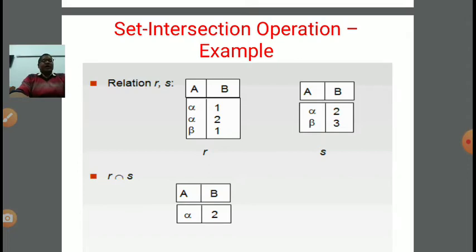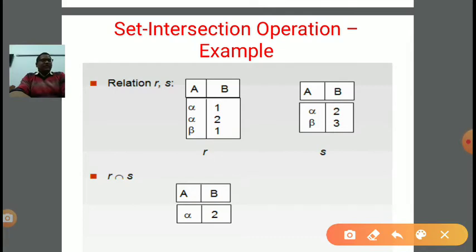If we apply R intersection S, then as per the definition, we will be picking the rows that are in R as well as in S, common to both relations. Step by step, we pick the first row from R, which is alpha 1. This alpha 1 we check in relation S. The first row in S is alpha 2, which is not equal to alpha 1, and beta 3 is not equal to alpha 1. It means alpha 1 will not be added in the intersection, because it is not common.